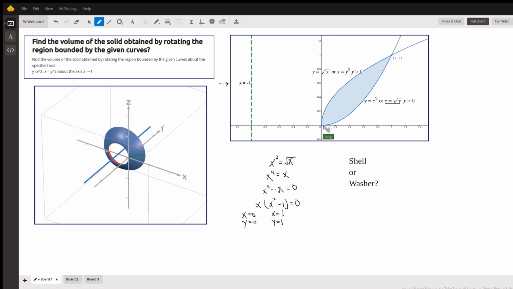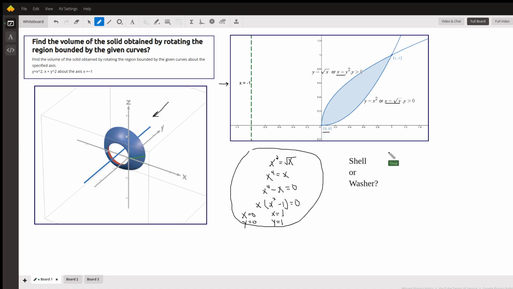And similarly, this is the graph of y equals the square root of x, which you could also write as x equals y squared. But y has to be greater than 0 because we're taking the square root of a positive number. Here's what that solid of revolution looks like. And here's how you find the points of intersection of the two graphs. And those points are labeled (0, 0) and (1, 1).